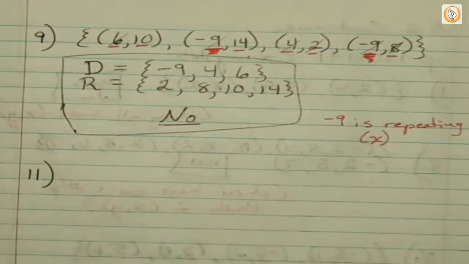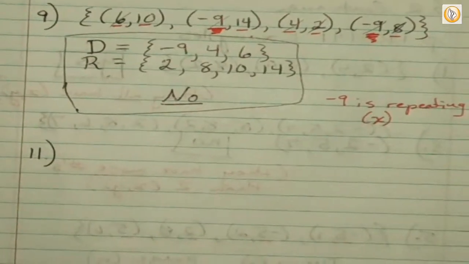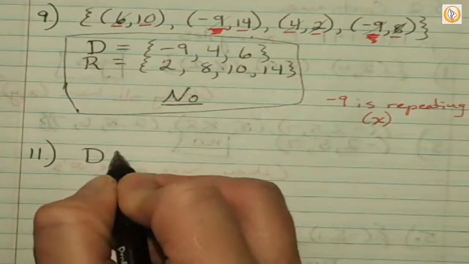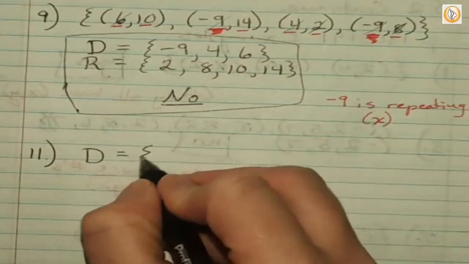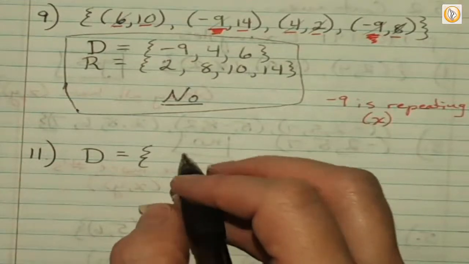Let's look at 11. Okay, I'm not going to write it all down, so sorry people at home. You have to have a textbook. All right, so let's see. Raise your hand if you want to tell me what the domain is. Franz, what is it? We were on number 11.